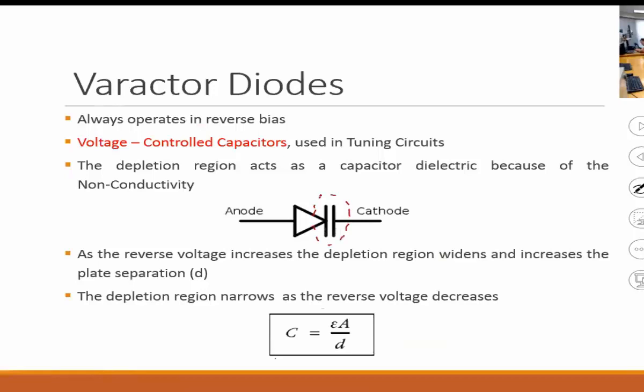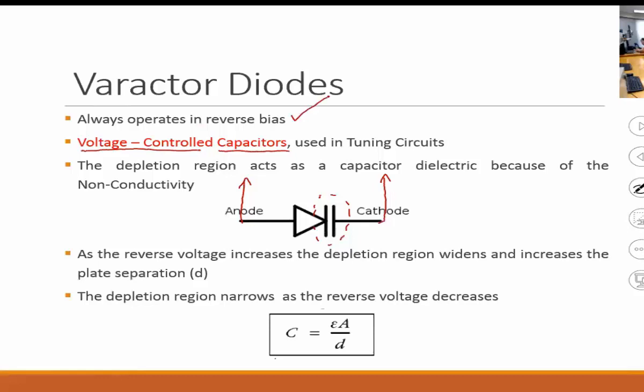Right? So it's a capacitor. The purpose of this diode is it will change the capacitance across the terminals of the diode if you change the voltage. So the Varactor diode is used to change the value of capacitance by controlling the voltage. So it's also referred to as a voltage controlled capacitor.